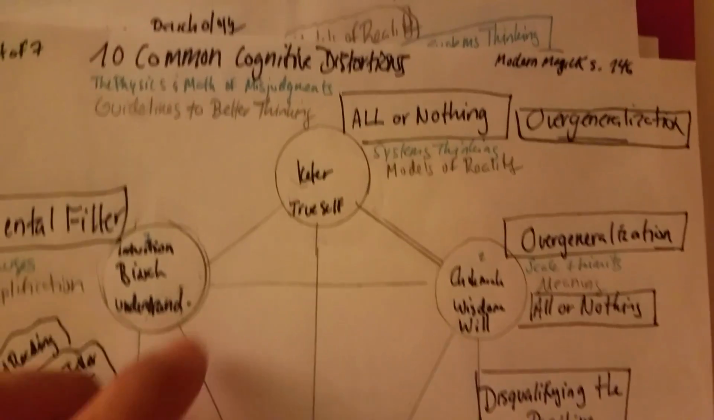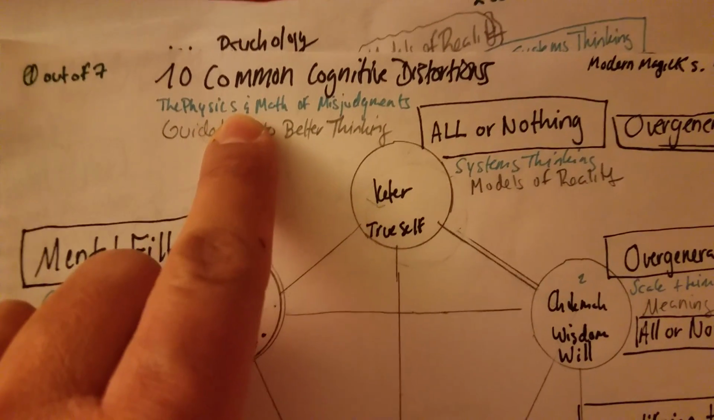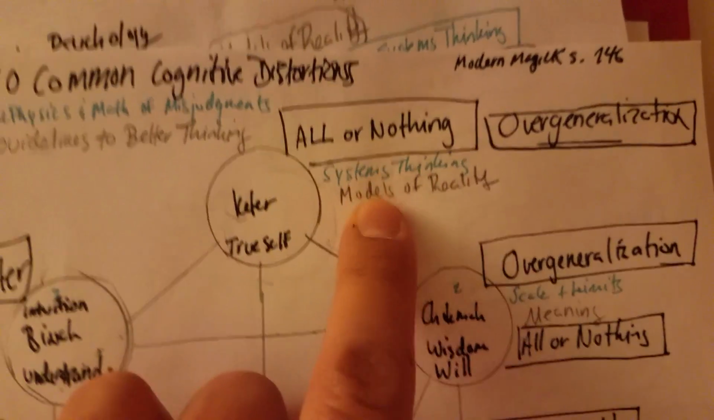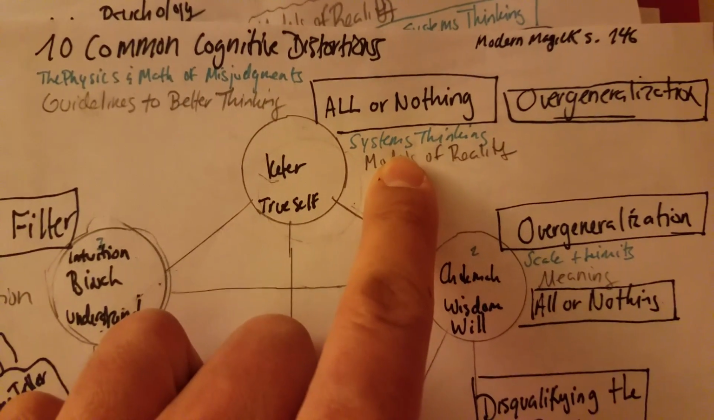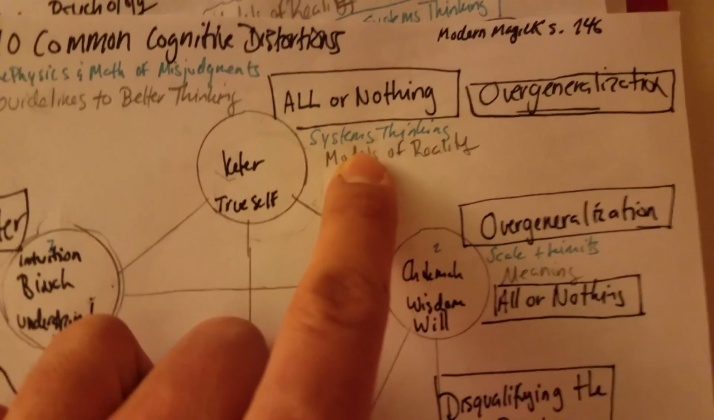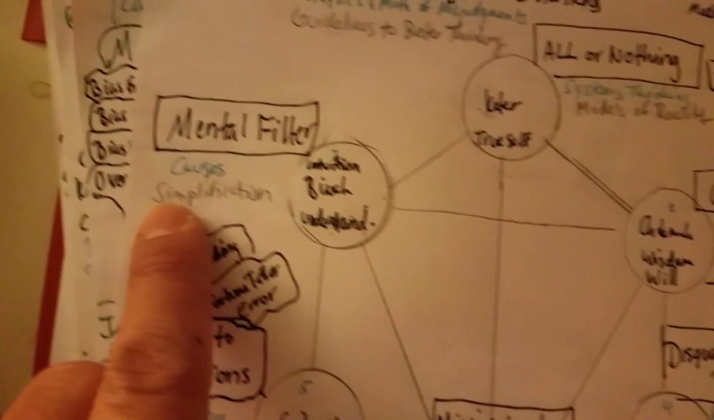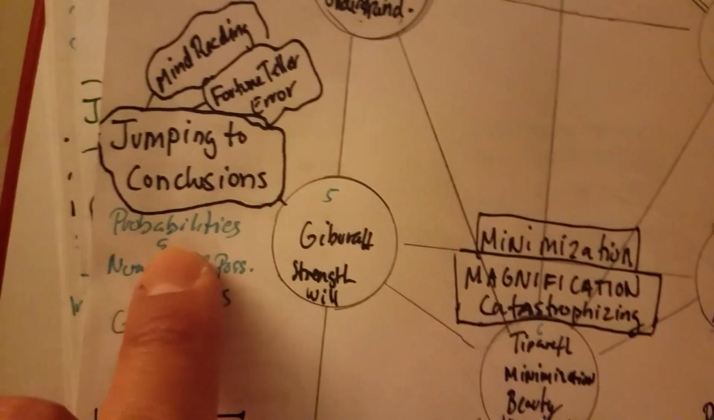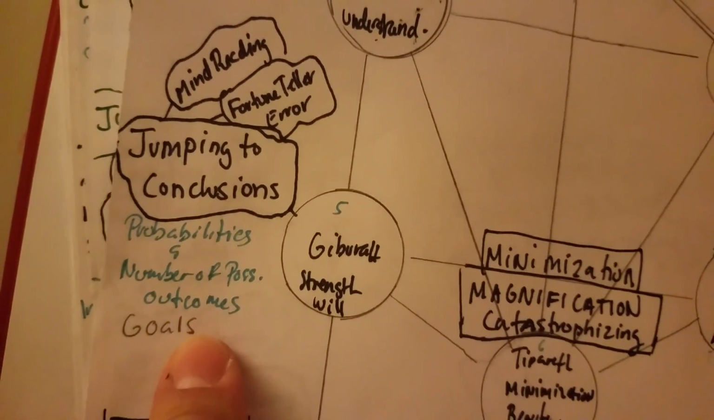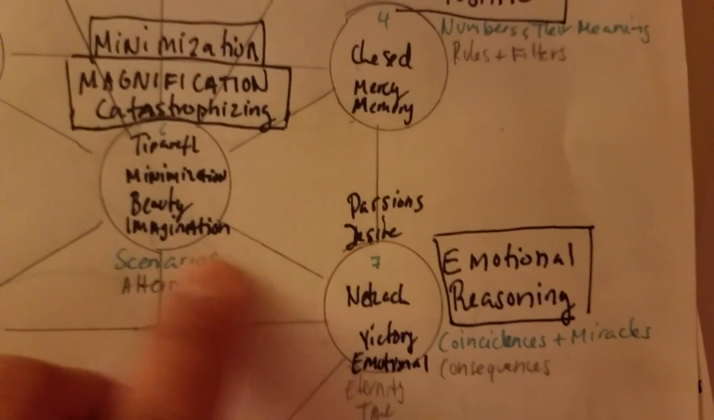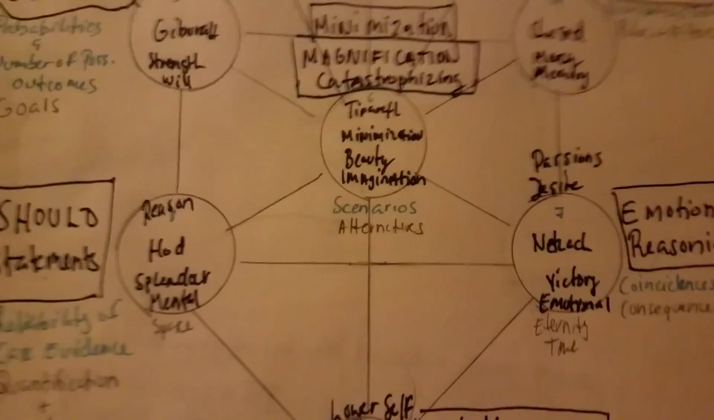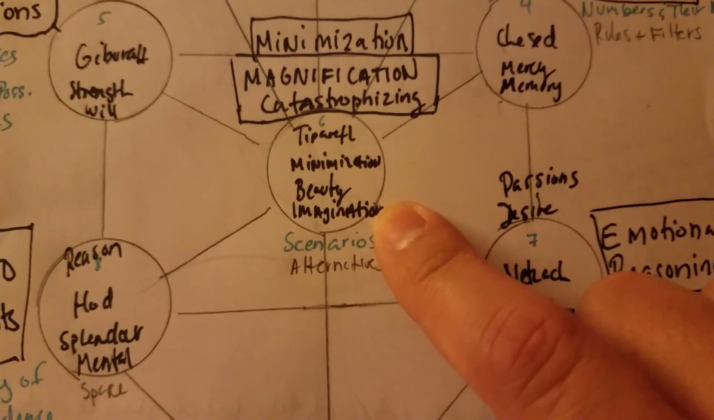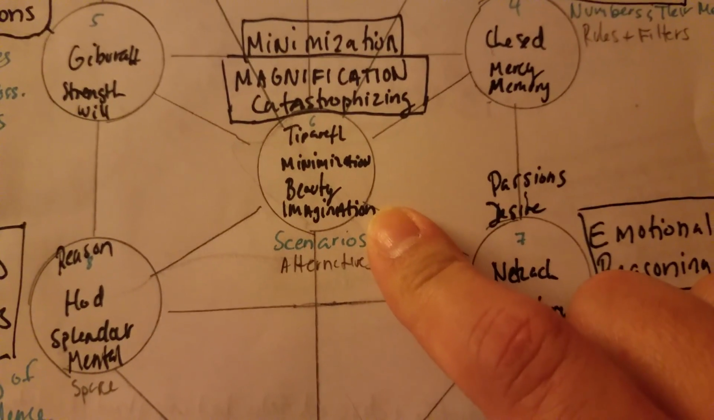Okay, so what did I do here? Check this out. I took the physics and math of misjudgments, you see, and I once again did the associative linking here. Systems thinking, scale and limits, causes, numbers and their meaning, probabilities and number of possible outcomes, scenarios. And one of the correspondences to this particular Sephiroth, Tiperet, is imagination in psychology, or beauty.